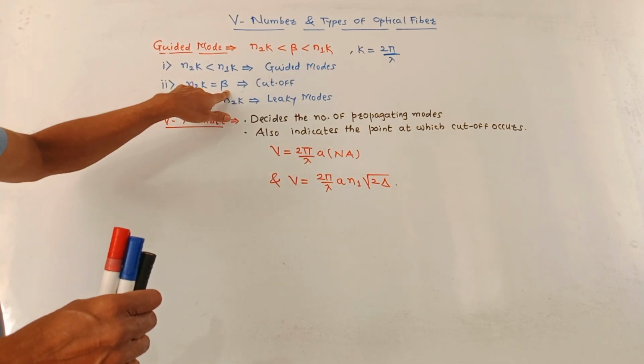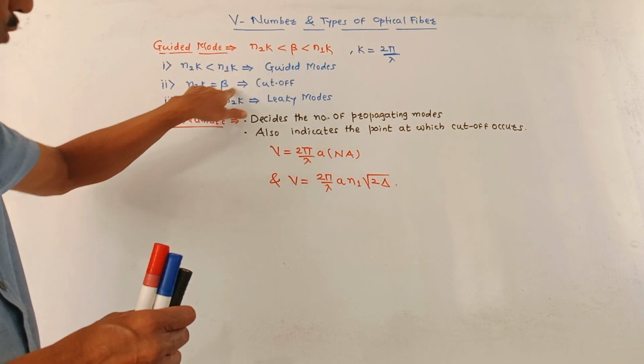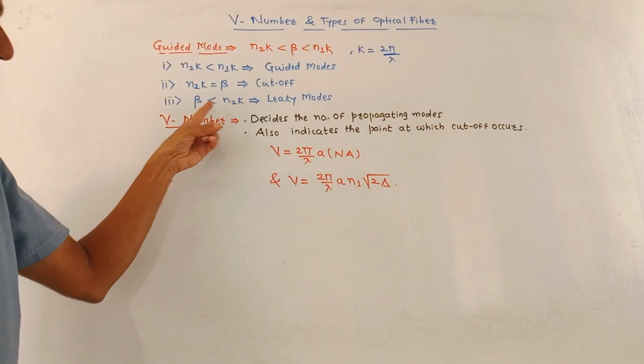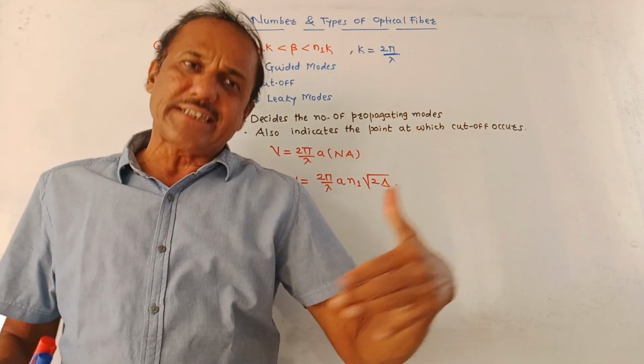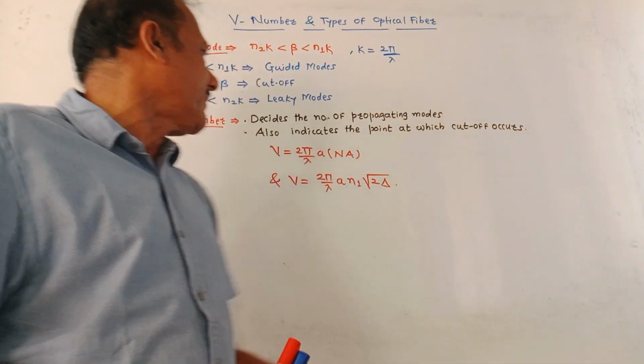Second condition, if N2K is equal to beta, it gives the cutoff condition, there won't be any propagation. If beta is less than N2K, then it indicates leaky mode. That means there is power leakage from the core layer to the cladding layer.